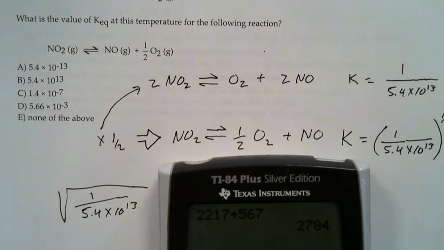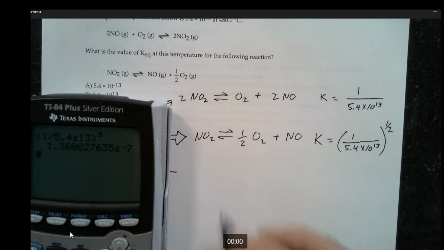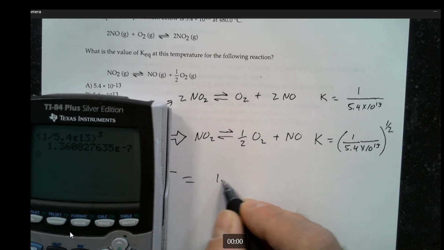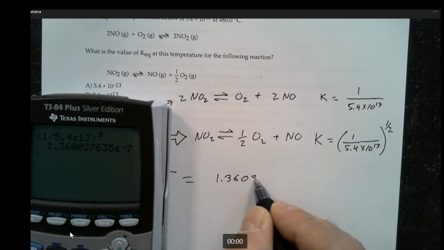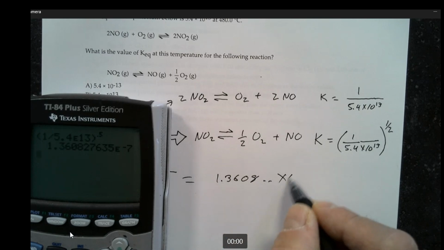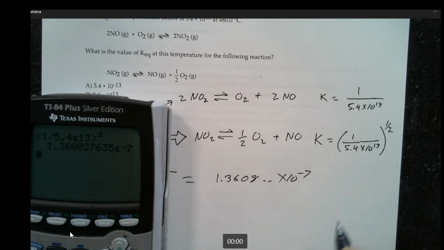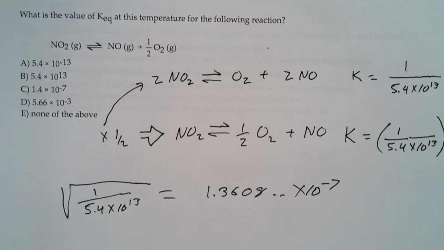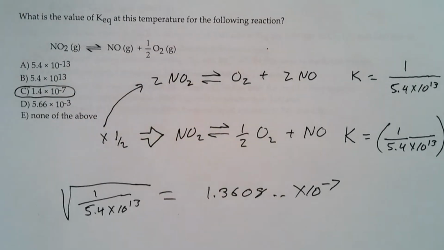So on my calculator, there's probably a couple different ways I can proceed. It kind of looks like what I got written here, and we see that this equals 1.3608 yada yada times 10 to the -7th. Which one does that look like? 2 digits. That is going to be that one there. So a good review with manipulating equilibrium constants.